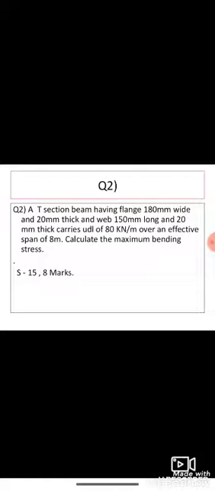Second question. A T-section beam having a flange 180 mm wide and 20 mm thick and a web 150 mm long and 20 mm thick carries a UDL of 80 kN per meter over an effective span of 8 meter. Calculate the maximum bending stress. L is equal to 8 meter, UDL is equal to 80 kN per meter, flange is 180 mm into 20 mm, web 150 mm into 20 mm. Find sigma B.